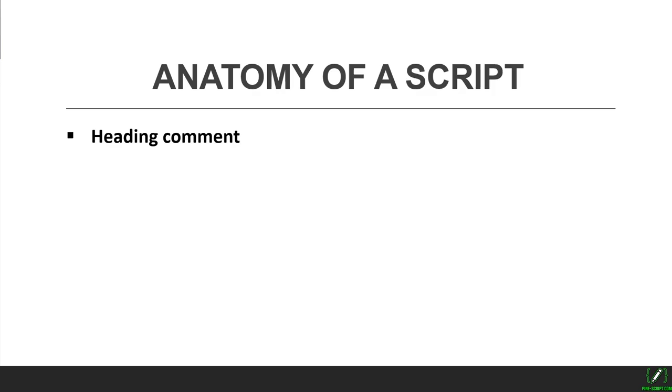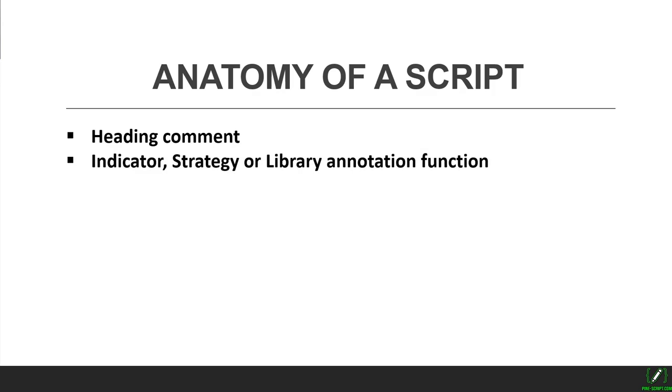The next section of your code will be what is called an annotation function. So this annotation function will define what type of script you are writing. Is it an indicator script? Is it a strategy tester script? Or is it a library script? And don't worry, we'll cover all of these throughout the course, but those are the three options we have to choose from when creating a TradingView script.